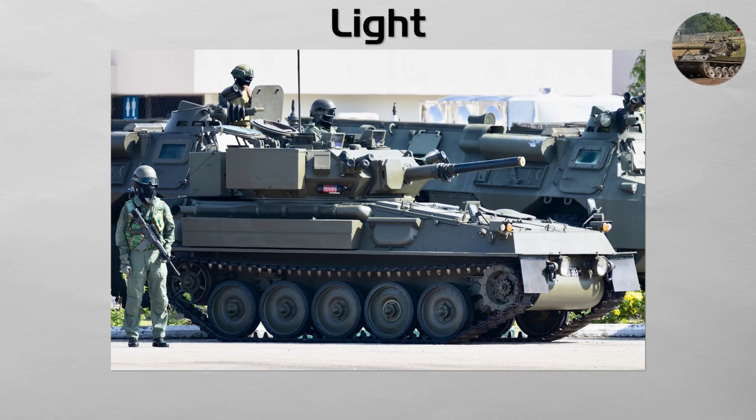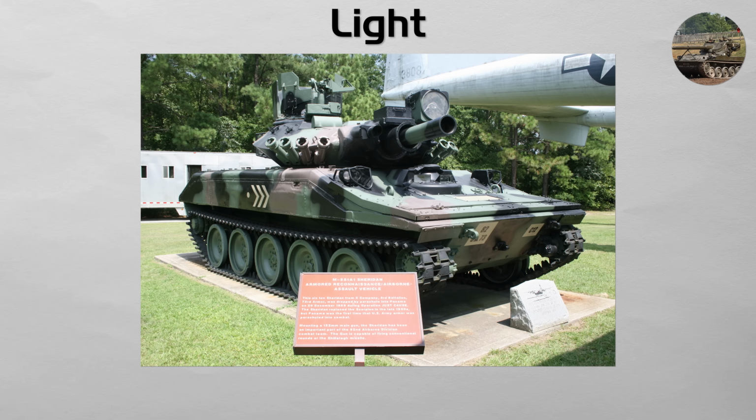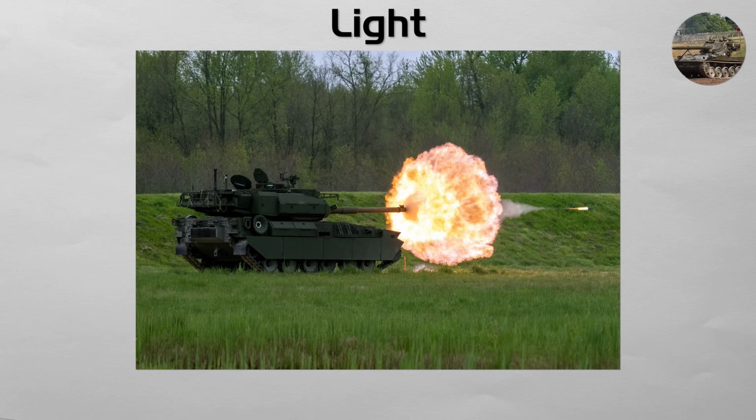Its primary roles are reconnaissance, screening for larger forces, and providing fire support for light infantry units. While its thinner armor makes it vulnerable to other tanks, its powerful cannon is still a major threat to lighter vehicles and fortifications. The American M10 Booker is often described as a modern light tank-style vehicle, but it's officially a mobile protected firepower vehicle built to support infantry with direct fire.